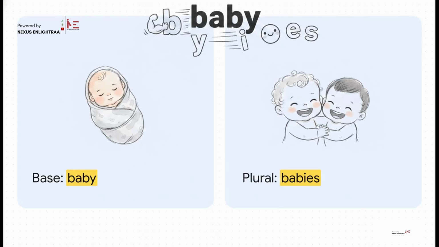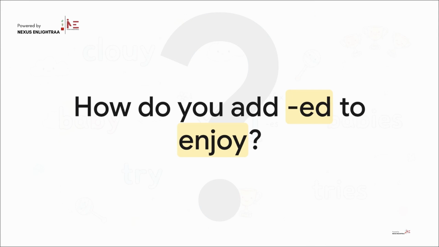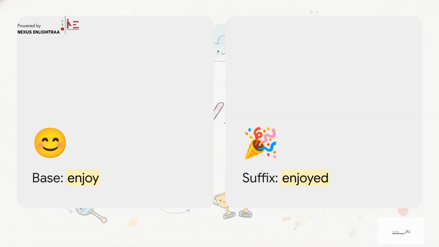Did you get it? Because B is a consonant, we change the Y to an I and add ES to get babies. You can clearly see that bossy consonant B forcing the change. Awesome job if you got that one right. Next up, how do you add the suffix ed to the word enjoy? Think about what type of letter is sitting right before the Y here. Do we swap it or do we keep it? It's a vowel. That letter O acts as a shield, so we keep the Y exactly where it is and just tack our ed right onto the end to get enjoyed.